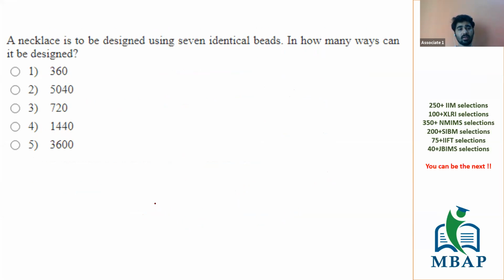So can you solve this? Okay. Pranesh has got 720 as the answer.